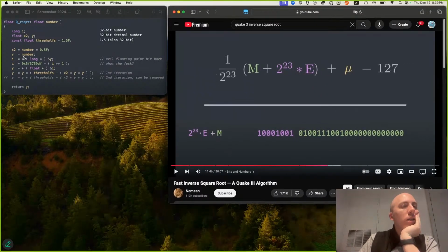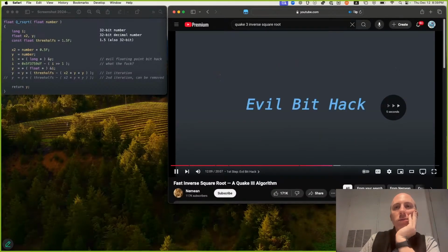So y is just the number that we want to take the inverse square root of. Let's think about what we just did. Scale with the 3.